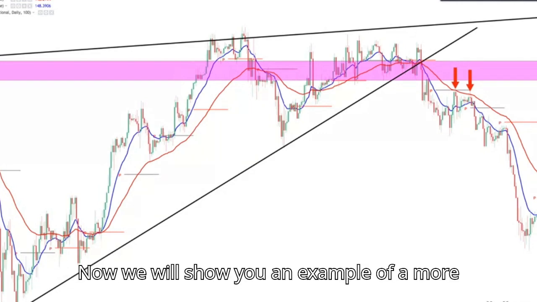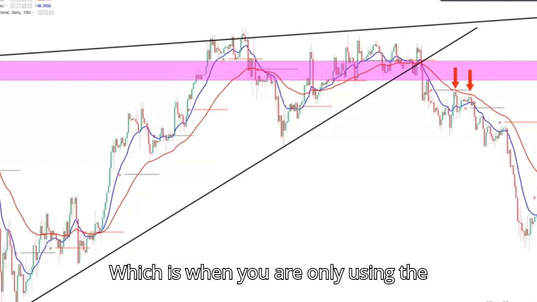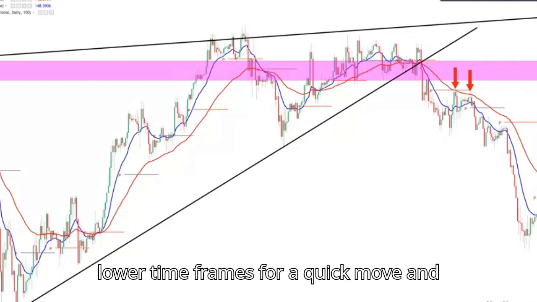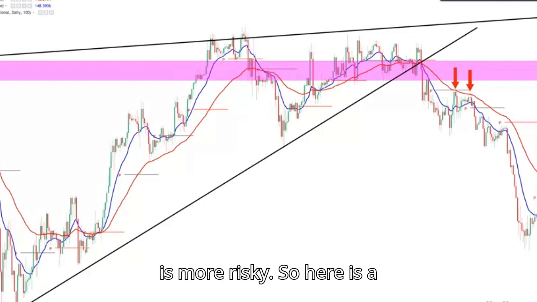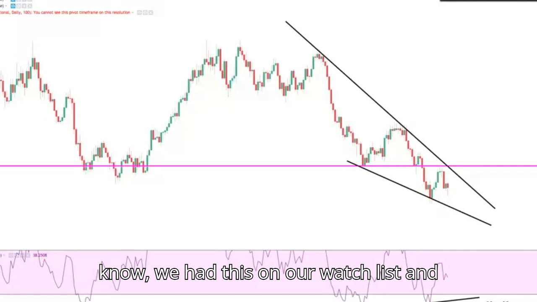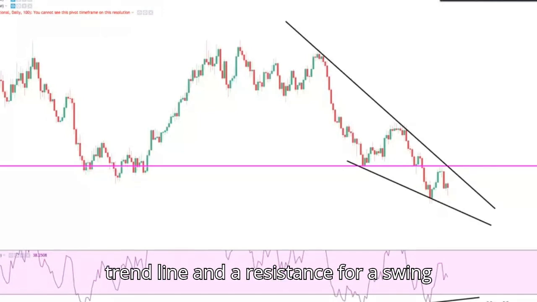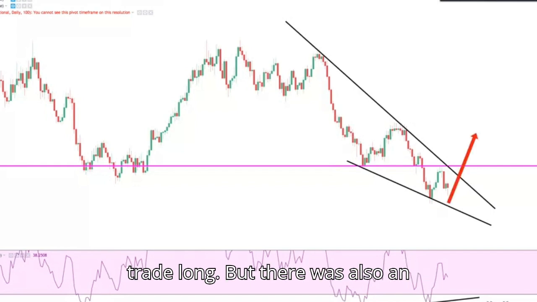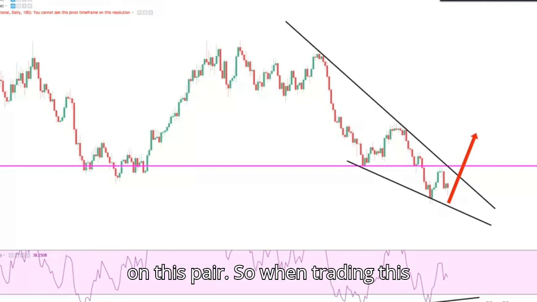Now, we will show you an example of a more aggressive approach to this strategy, which is when you are only using the lower time frames for a quick move and not following our main strategies, which is more risky. So here is the Kiwi dollar. As you already know, we had this on our watch list and we were waiting for a breakout of this trend line and a resistance for a swing trade long. But there was also an early intraday pivot entry on this pair.